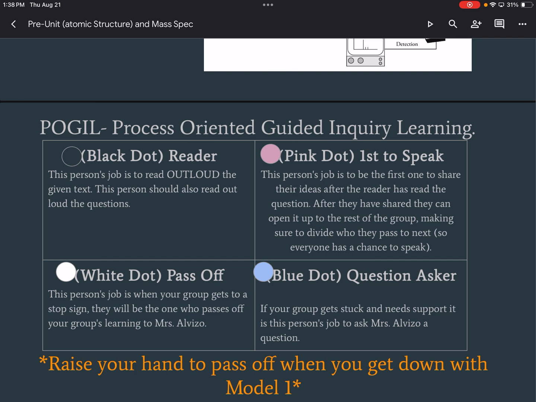All right, pink dots, where are you at? Raise your hand, pink dots. Pink dots, you can take that job? Who's going to take it? Thanks, Camille.